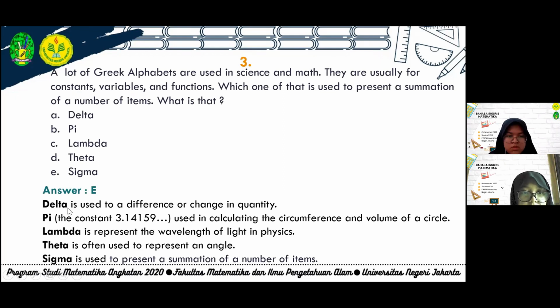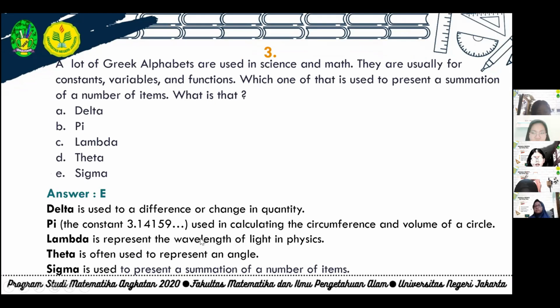Delta is used for the difference of, or change in, quantity. Pi is used for calculating the circumference and volume of a circle. Lambda represents the wavelength of light in physics. Theta is often used to represent an angle. Sigma is used to represent the summation of a number of items.